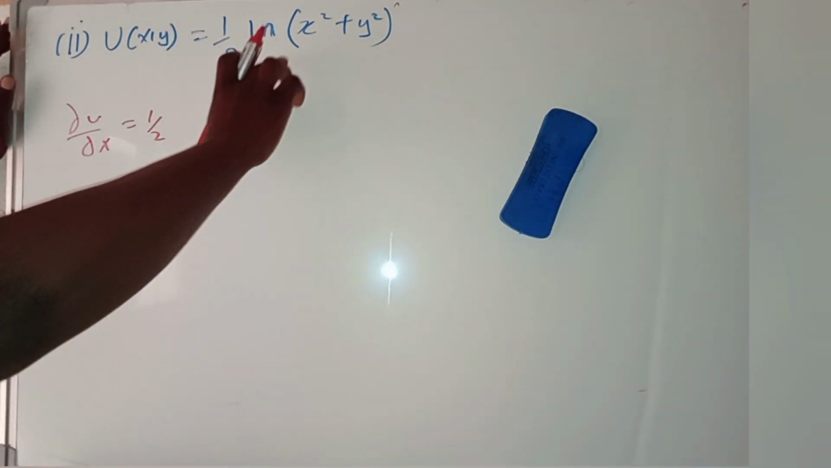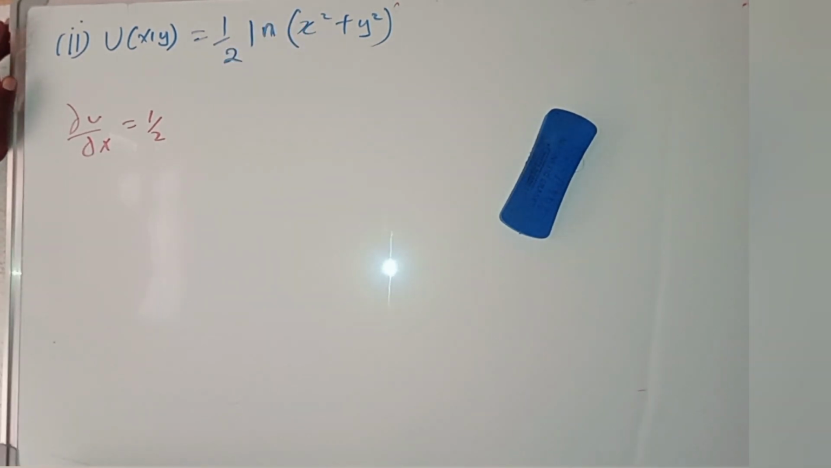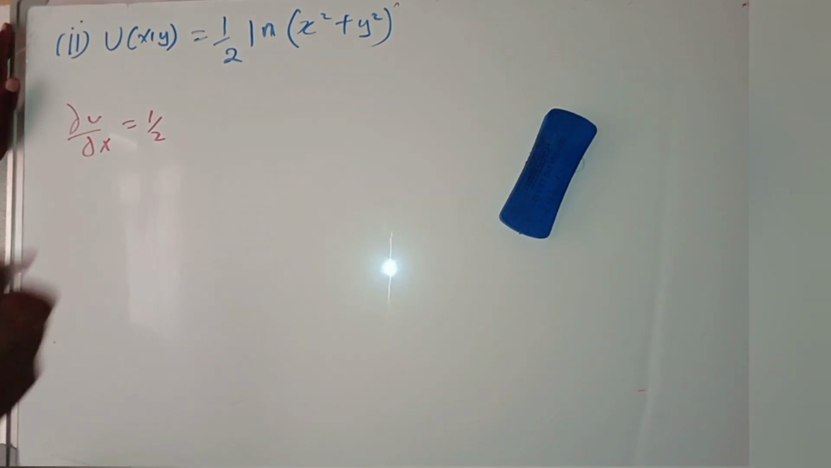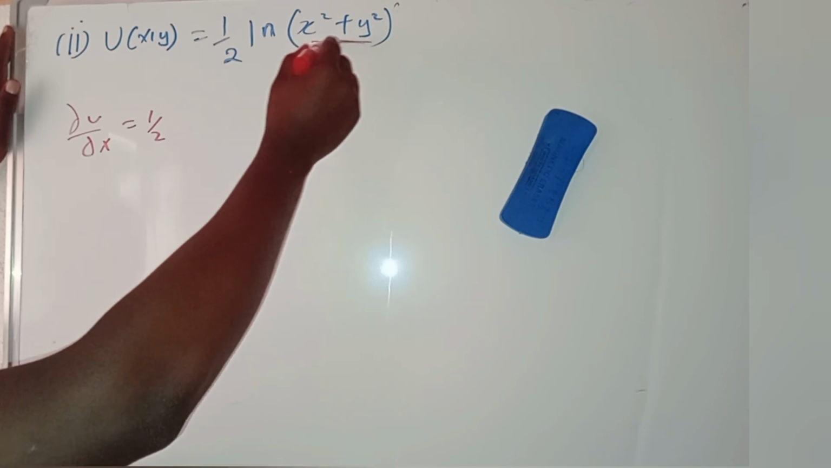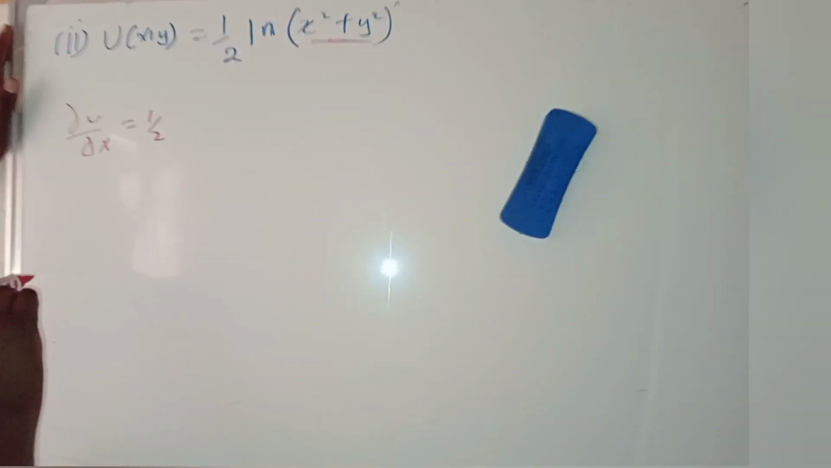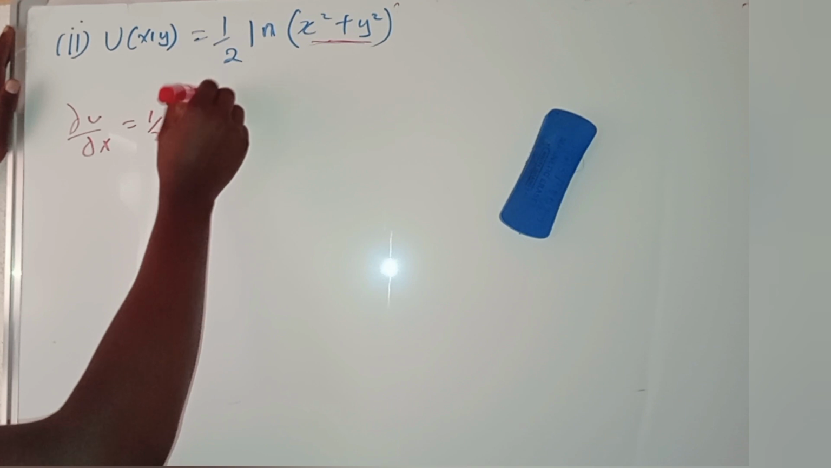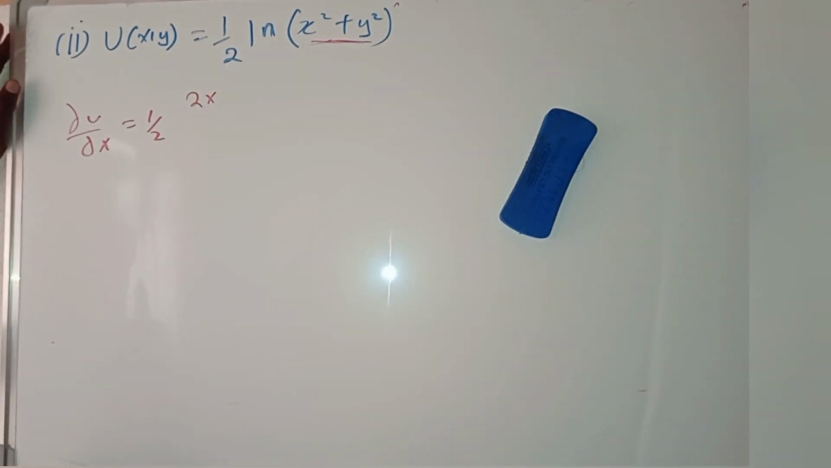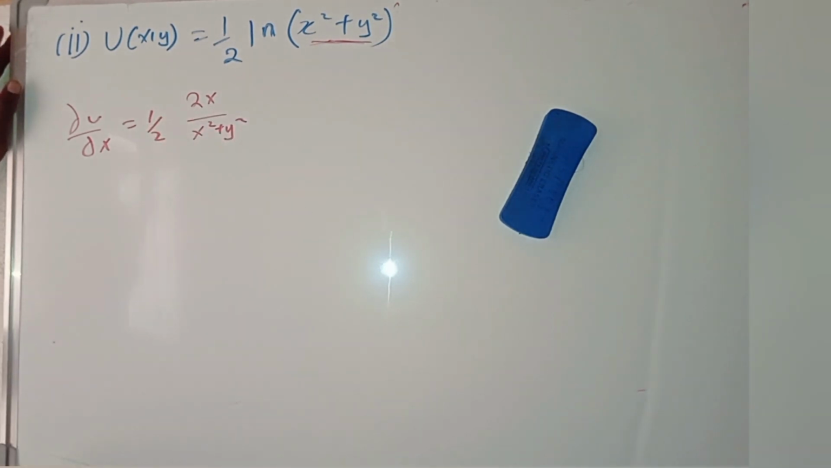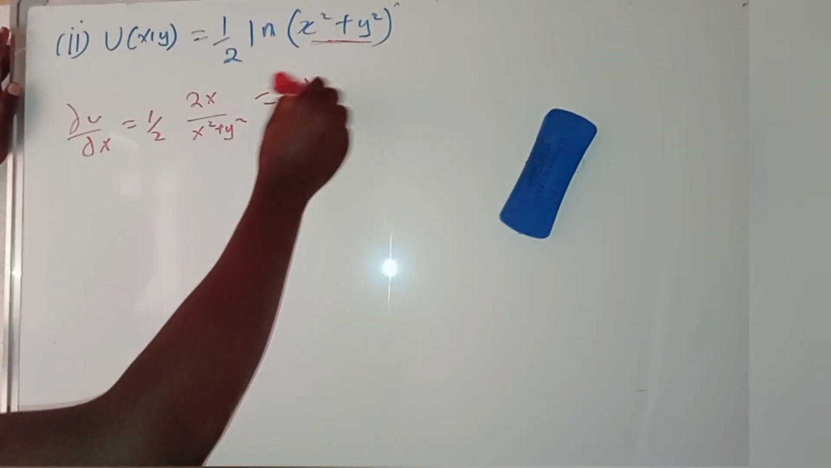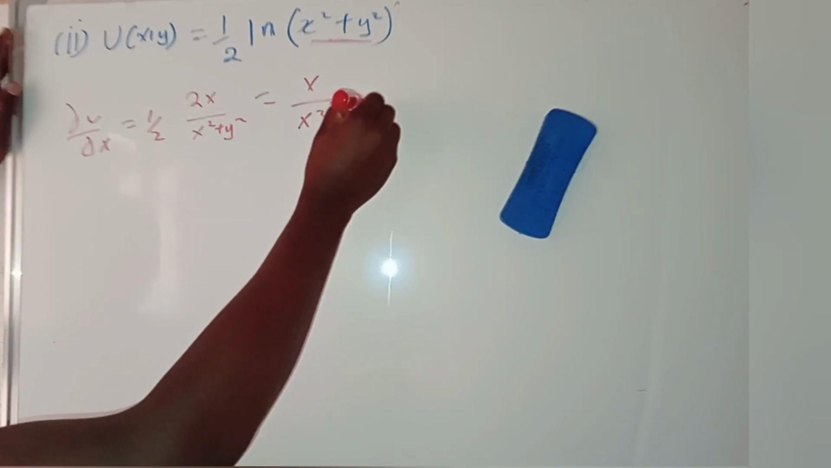You differentiate this part partially with respect to x. So you consider this part, and you find the derivative with respect to x. Only the part with the x, partially divided by x squared plus y squared. This is equal to x over x squared plus y squared.